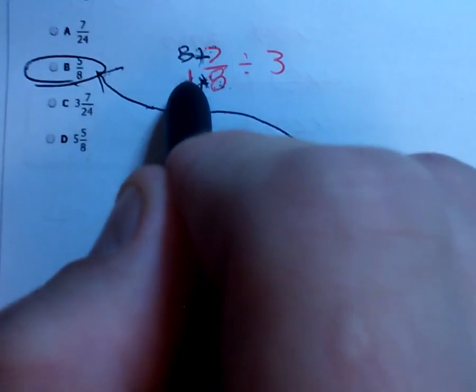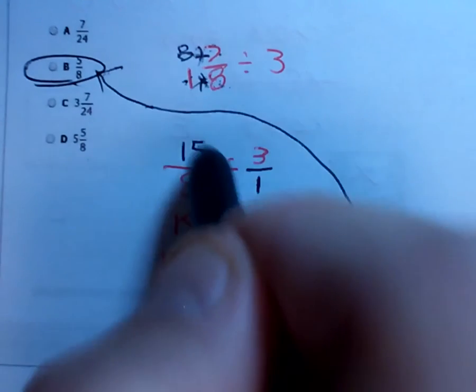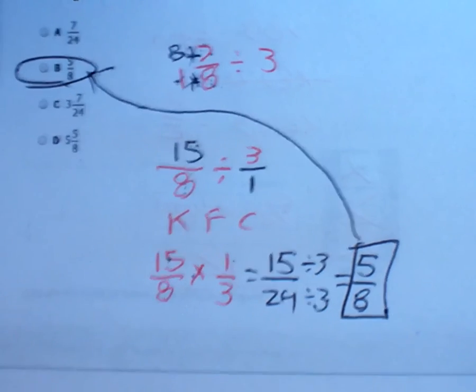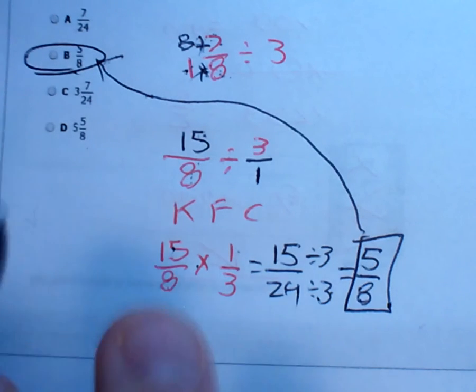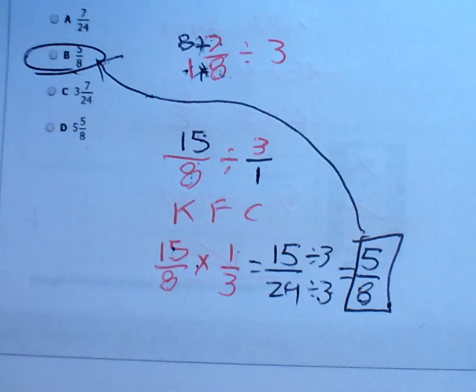8 times 1 is 8. 8 plus 7 is 15. And that gives us our new numerator. Denominator doesn't change. Denominator does not change. All right, so that's as hard as those are probably going to get, especially without a calculator. So just keep that in mind.